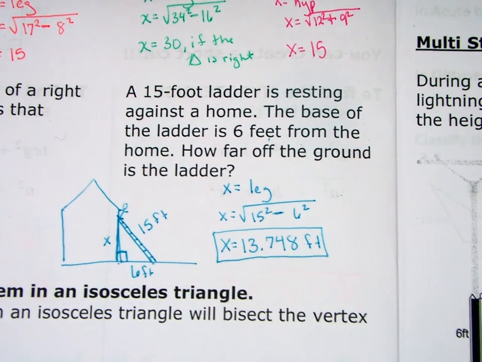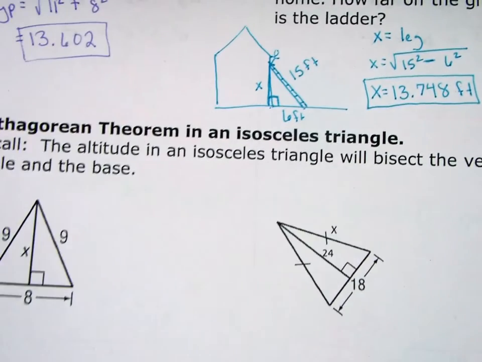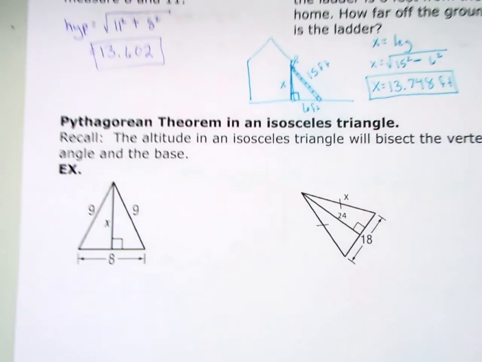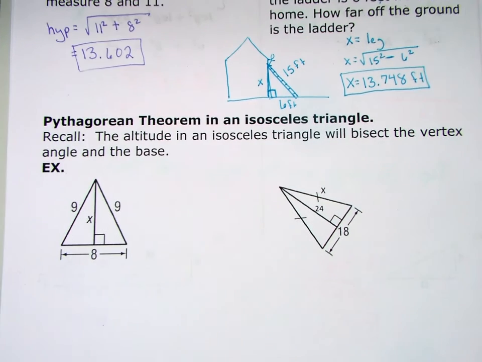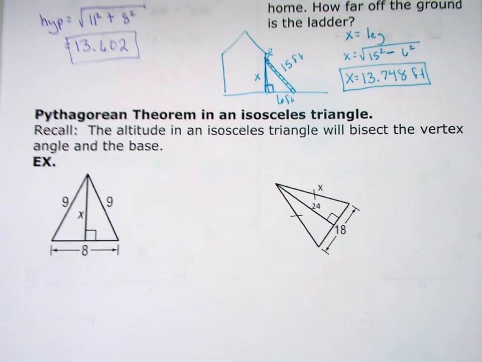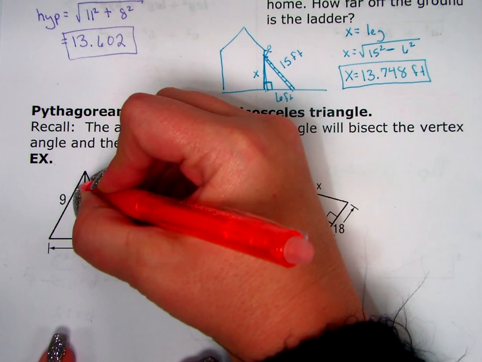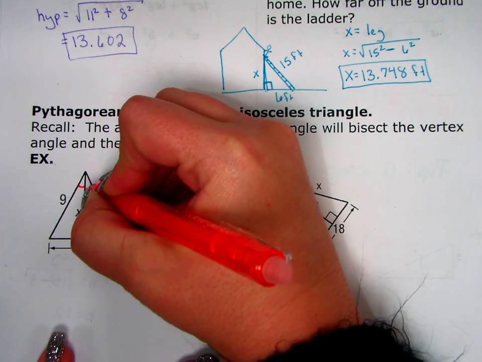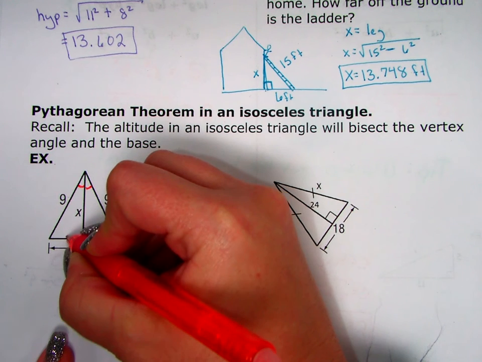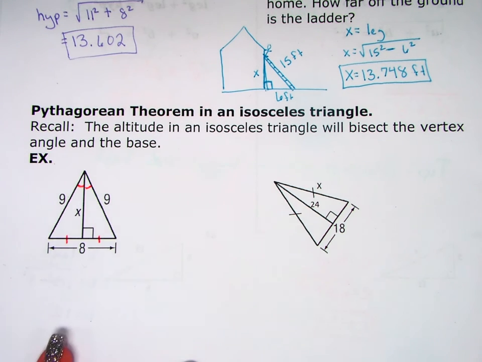Easy peasy. Now, where else can we apply the Pythagorean theorem? You can apply it in an isosceles triangle, even if the isosceles triangle is not right. And the Pythagorean theorem, though, only works in a right triangle. So, just some review, because we haven't talked about isosceles triangle properties since like Thanksgiving. Our altitude in an isosceles triangle from the vertex angle will bisect the vertex angle and the base. So it cuts this angle in half, and it cuts the base in half.